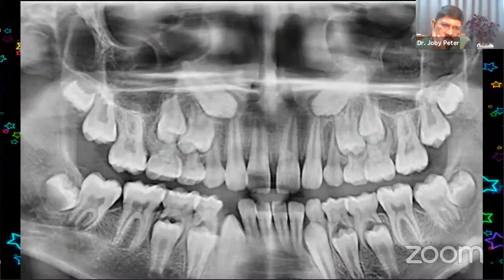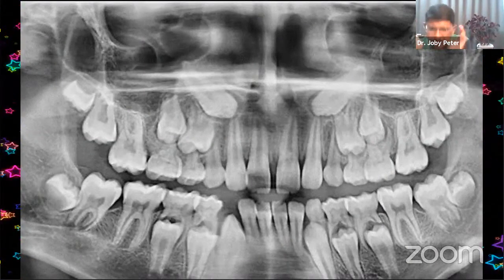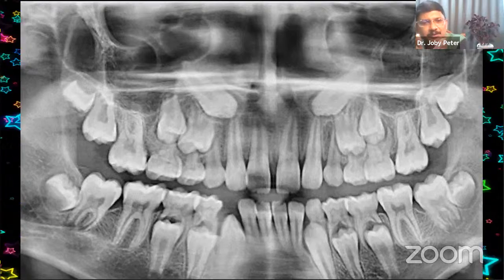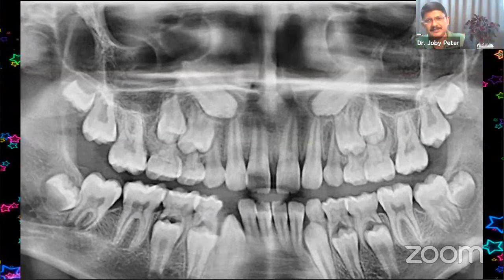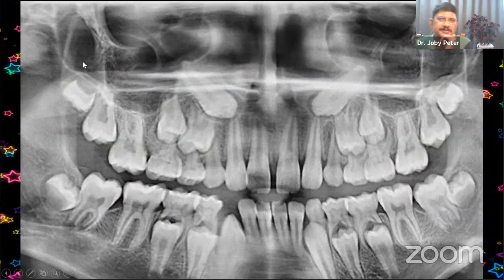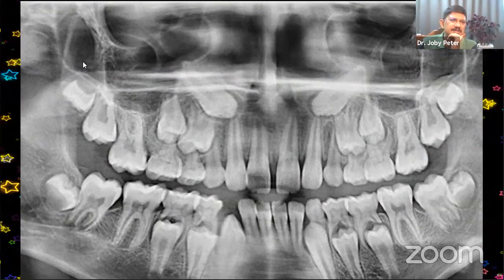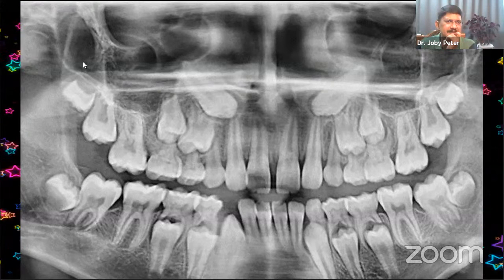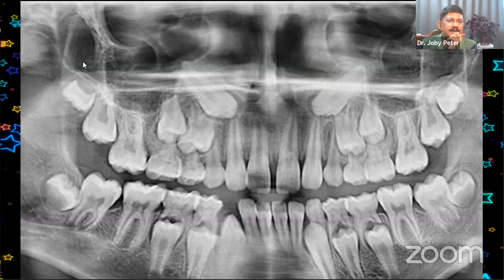When I saw the OPG, now can you look into this OPG? Can you tell me what you find in this OPG? Same patient OPG. Just take your time and tell me what is in this OPG.